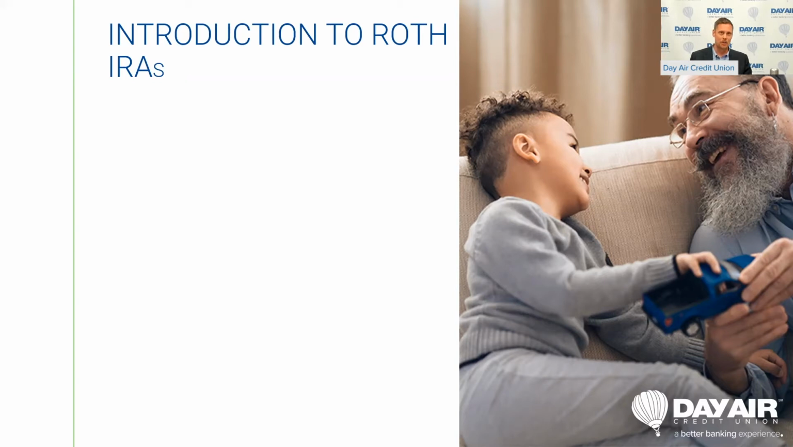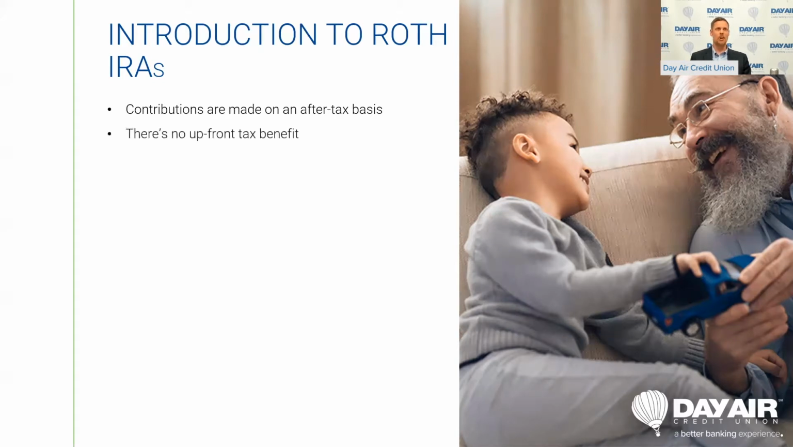Now let's talk about how the Roth works and the mechanics of it. Roth IRA contributions, as opposed to traditional IRAs, are made on an after-tax basis. This means that you're not going to get a tax deduction. There's no upfront tax benefit for putting money into a Roth account. However, qualified distributions are entirely free from federal income tax. So this is a huge benefit. The contributions and the earnings can grow and be withdrawn tax-free.